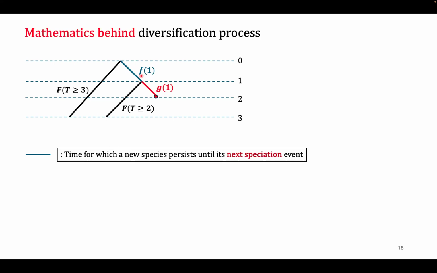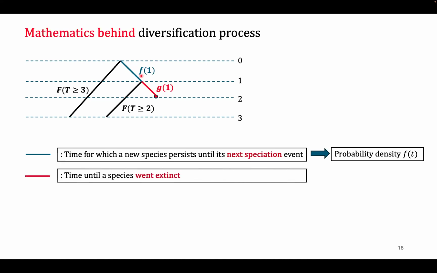You can draw the waiting time to that next speciation event from some probability distribution. So you have this probability density f of t. The same can also be said for this red branch that describes the extinct lineage. This is the waiting time until the species went extinct. It can also be drawn from a probability distribution; it doesn't have to be the same one that describes your speciation events. It could be a different probability distribution that you assign for that.